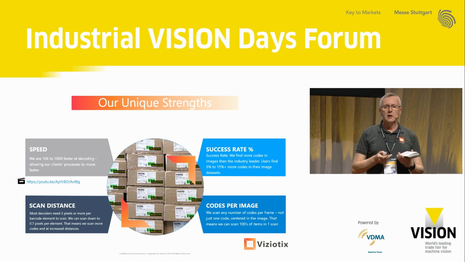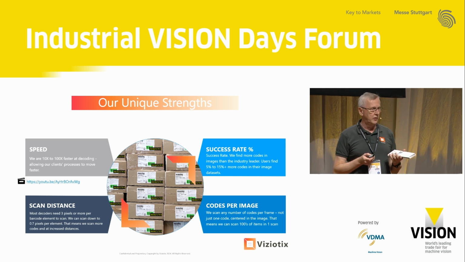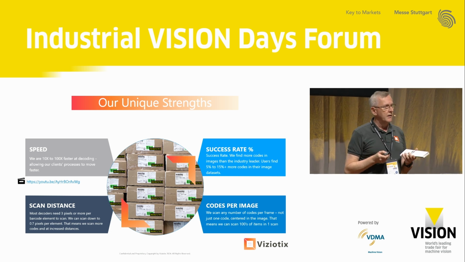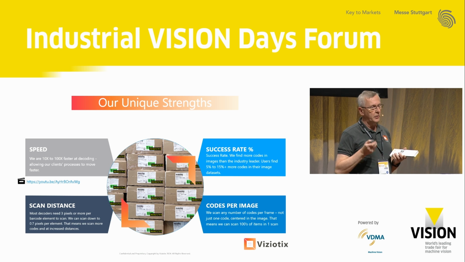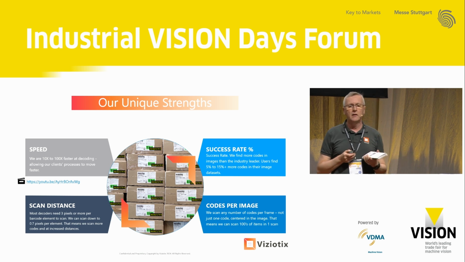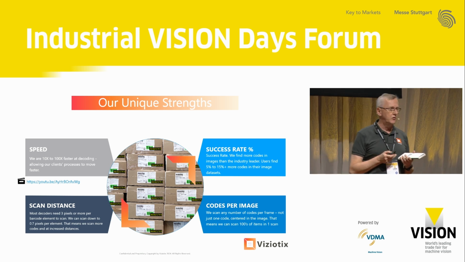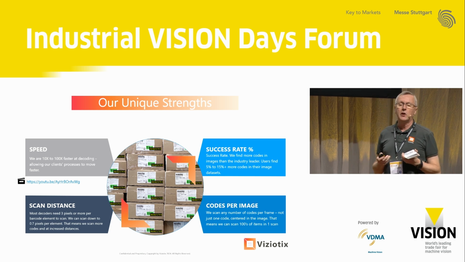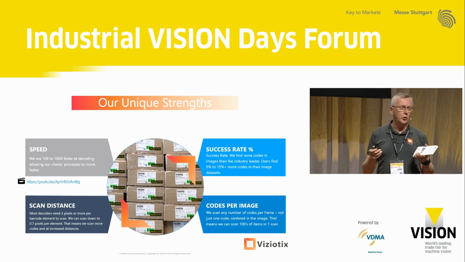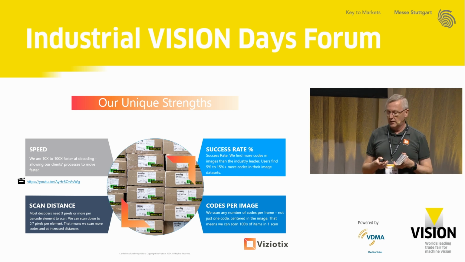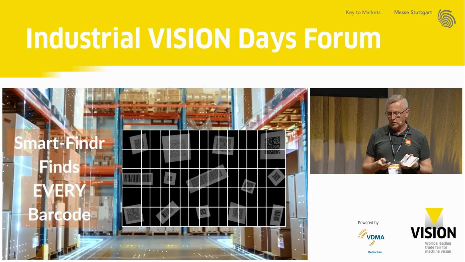Success rate. A lot of these applications really depend on success rate, because if you imagine you're scanning the inventory in a warehouse, if you miss something, that's a manual rework. That means somebody's got to go out and find that thing. So the actual scan rate is incredibly important for these applications. And then the number of codes per image. We need to find every barcode, not just some of the barcodes in an image, as I showed you on some of the videos before.